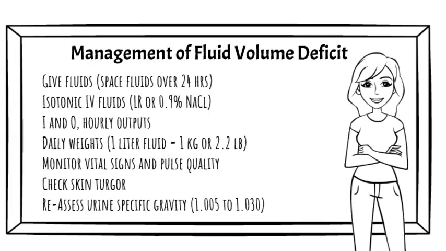Monitoring your intake and output hourly. Daily weights. Remember, 1 liter of fluid is equal to 1 kilogram of weight. Monitor the vital signs, which will be your pulse and your blood pressure. Reassess your skin turgor and your urine specific gravity.